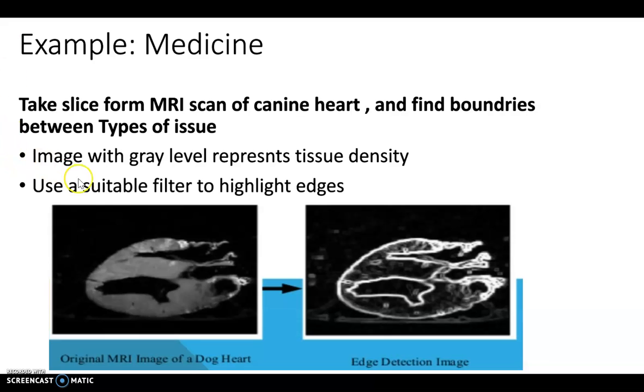Here we can see an image of a dog's heart, the original MRI image, and after implementing some operations, we obtained the edge detected. We just detected the edge of the image.